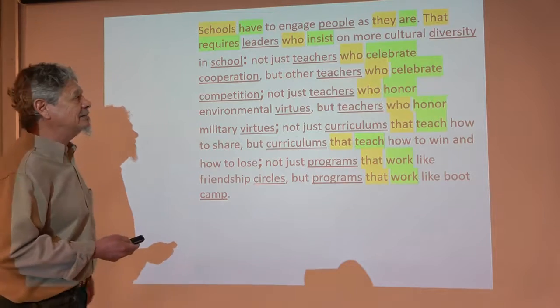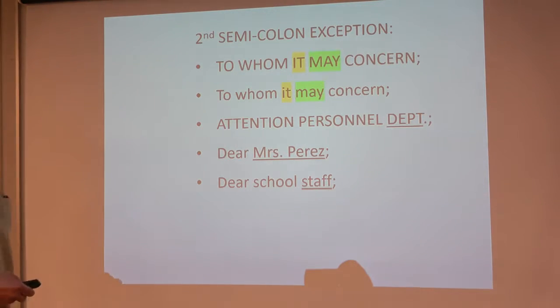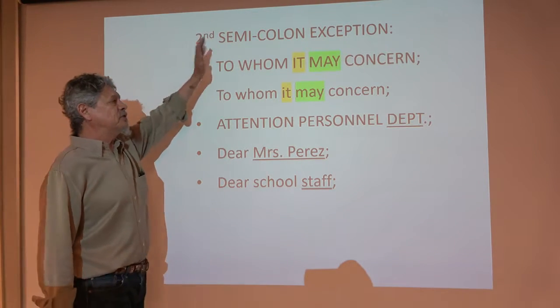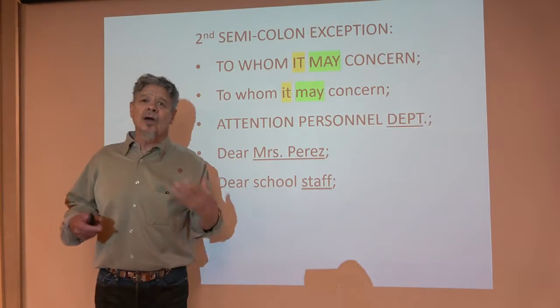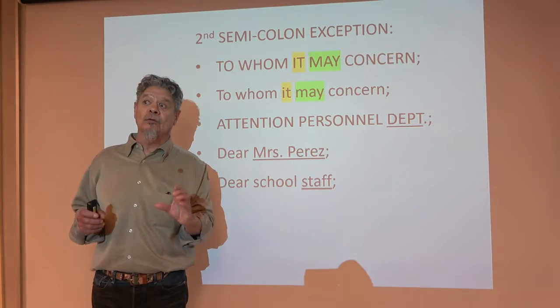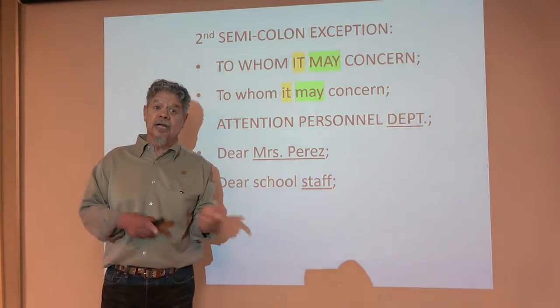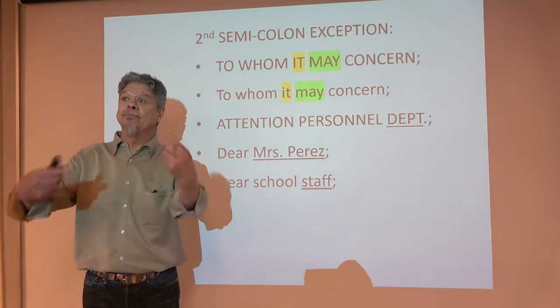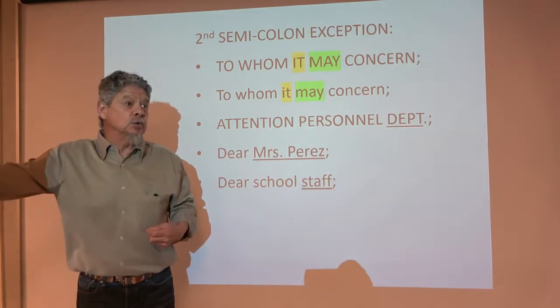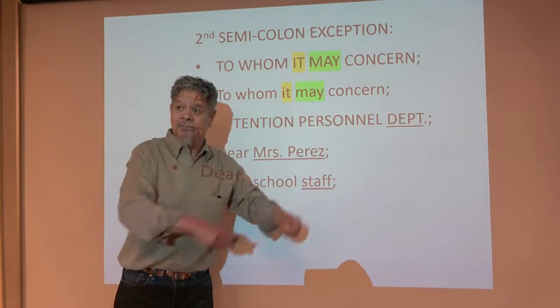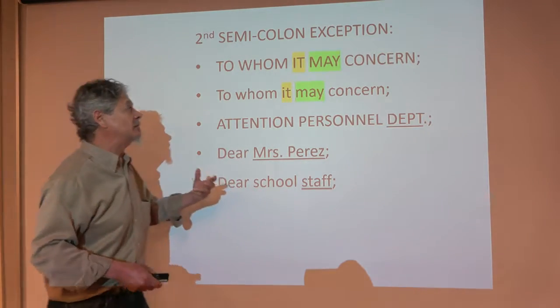Okay? All right. So this is the first exception, using items in a series separated by semicolons. Okay? When there are commas in each item. The second exception for the use of the semicolon is when you write a formal letter. A formal letter. Not to a friend, not to a family member, but to an employer, to a school, to a company that you are wondering about.